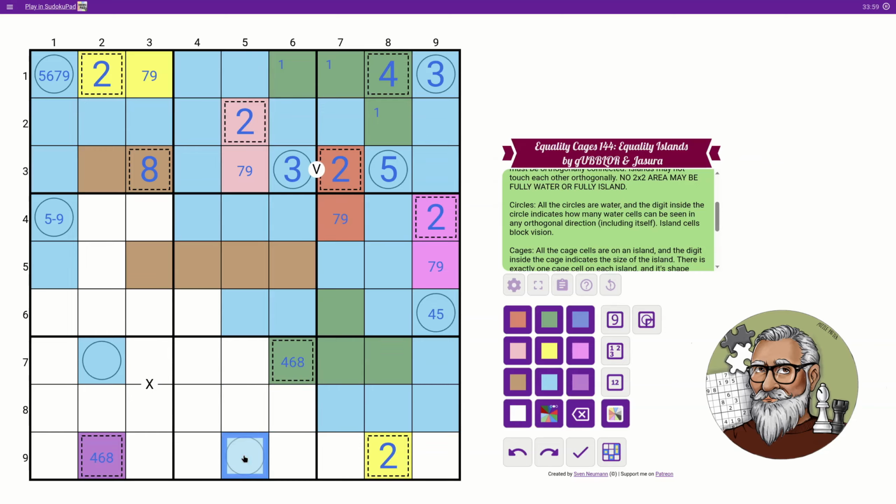Do I know what that one is then? Not really, right? 1, 2, 3, 4, 5, 6, 7, 8. I know it's not 9. Is that worth pencil marking? I know it's not 9. Well, that's for what it's worth.